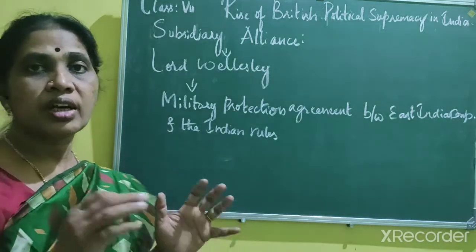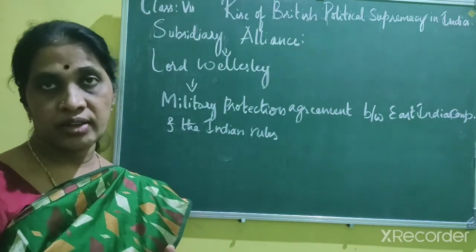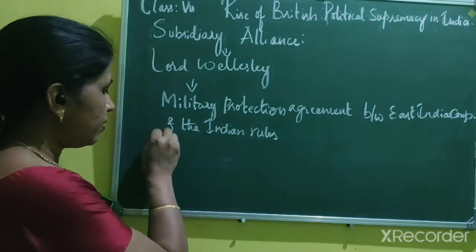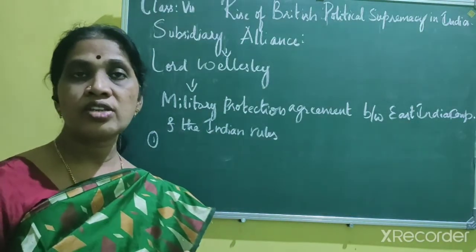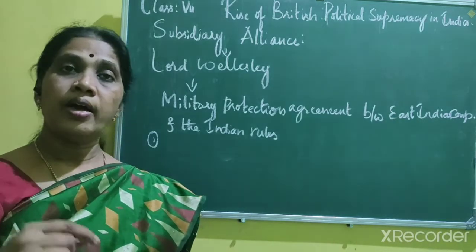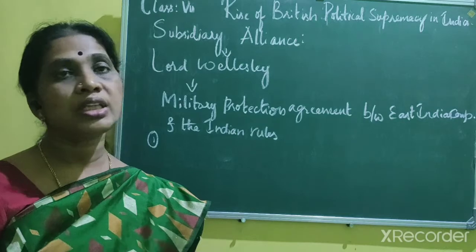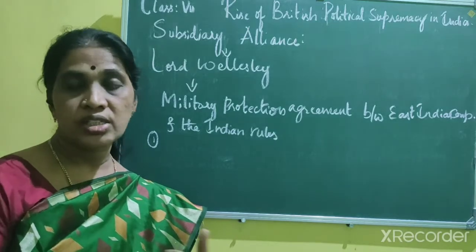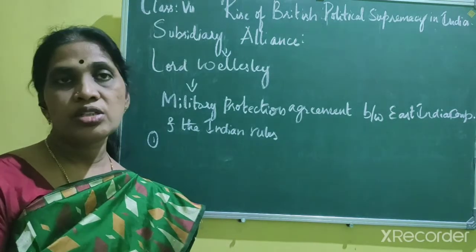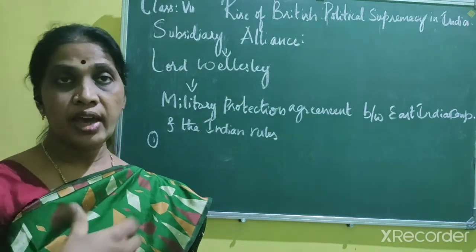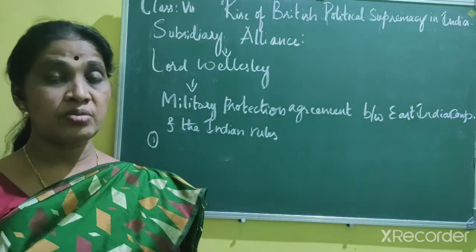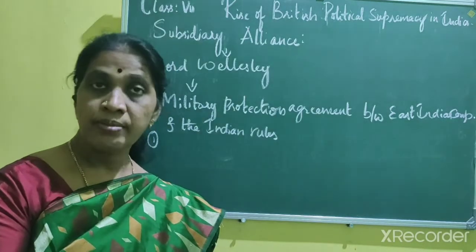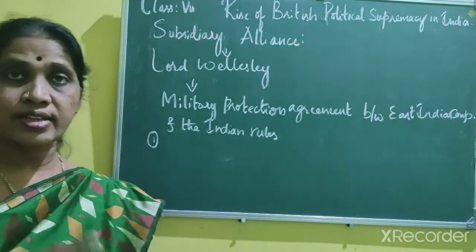There are certain conditions. That means the rulers who have signed this agreement have to go with the conditions. Firstly, Lord Wellesley encouraged the Indian rulers to sign this agreement, and the rulers who sign this agreement will get military assistance, that means military help from the British. The Britishers would help the Indian rulers to protect themselves from their enemies. That means the Britishers assured the Indian rulers that they will provide military help if any neighboring rulers attack them. So that is the first condition.